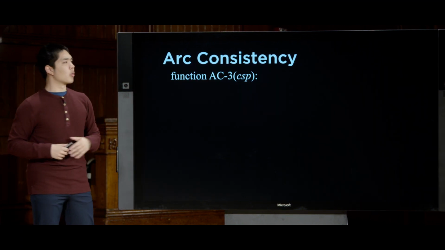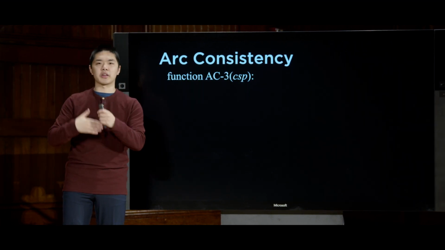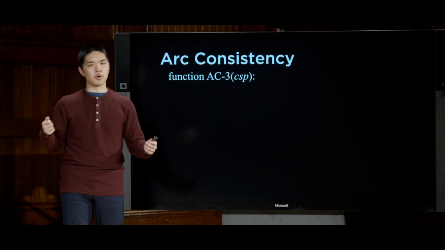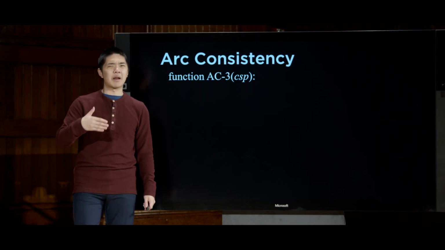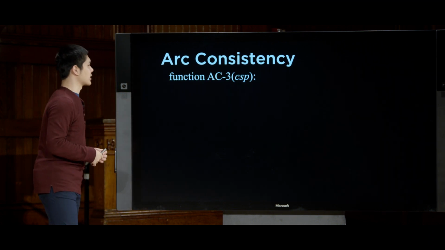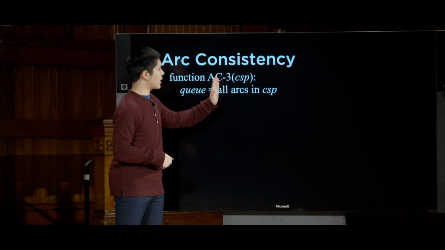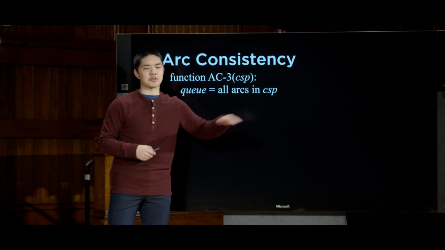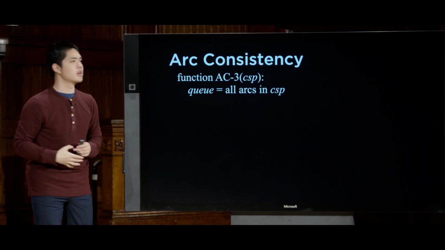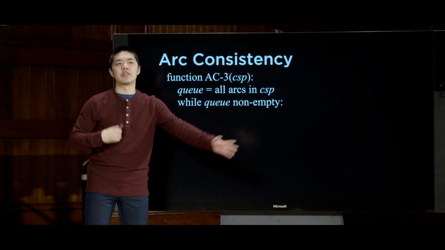How does it do that? Well, it's going to basically maintain a queue, or basically just a line, of all of the arcs that it needs to make consistent. And over time, we might remove things from that queue as we begin dealing with arc consistency, and we might need to add things to that queue as well if there are more things we need to make arc consistent. So we'll go ahead and start with a queue that contains all of the arcs in the constraint satisfaction problem, all of the edges that connect two nodes that have some sort of binary constraint between them. And now, as long as the queue is non-empty, there is work to be done.